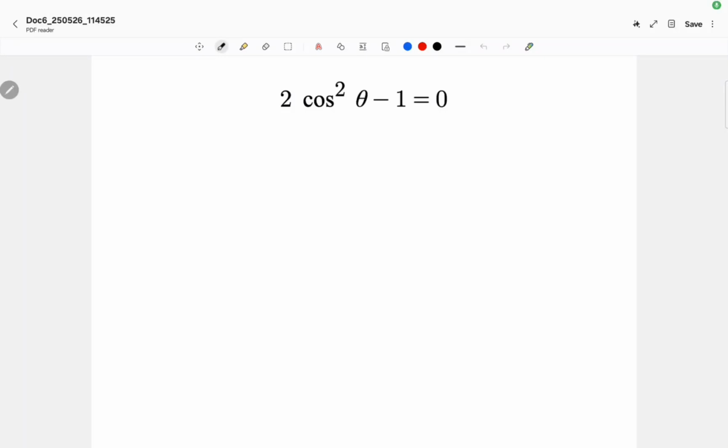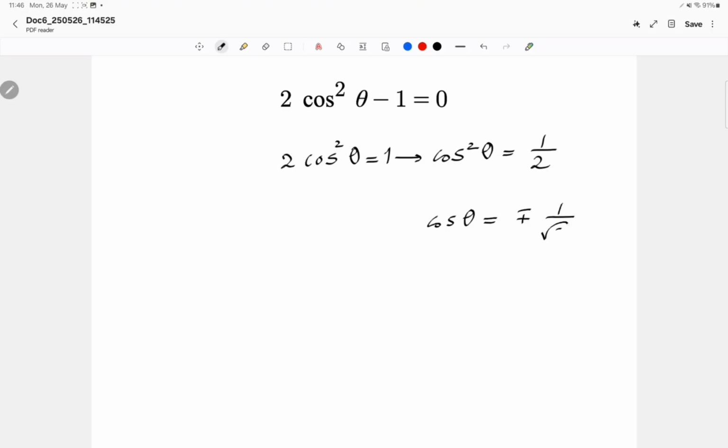Okay, so what we gotta do is we gotta say 2 cosine squared theta is equal to 1. So that means that cosine squared theta is equal to 1 over 2. That means cosine theta is equal to plus minus 1 over root 2. Now, since we have plus and minus, that means we have to be covering all the quadrants, right?